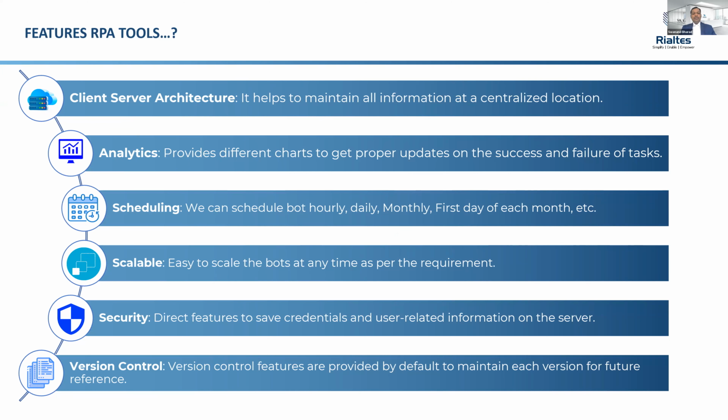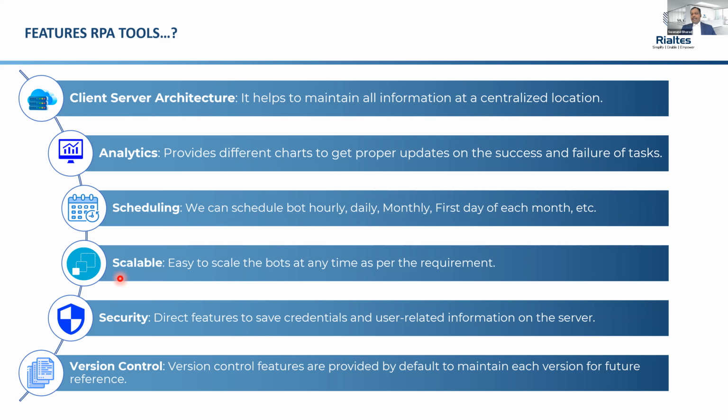Now scheduling. Scheduling is the most important feature because you're implementing the RPA so that you can run the bot at any time. You don't need a separate person to run that bot. So we can schedule a bot on an hourly basis, daily basis, monthly basis. We can put custom logic, like the first day of each month, or the first week of each month. We can customize our logic here. So RPA tools provide this kind of feature directly. These features are by default. But if you are using open source or any programming language or framework, you need to put separate logic for the customization.